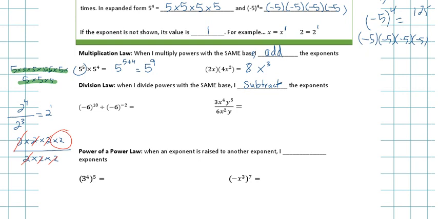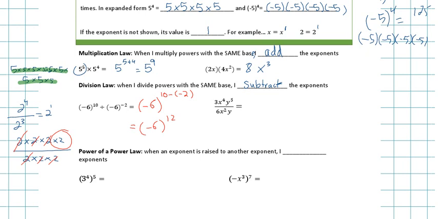Okay? So, what would be my base here? What would be my exponent? Minus 6 is the base, and the exponents are 10 and minus 2. The base does not change. The base is negative 6. What am I going to do with my exponent? Subtract them. So 10 minus negative 2 is 12. So I'm going to end up with 12, because negative times negative gives me a positive.